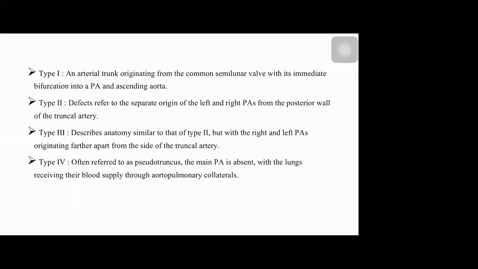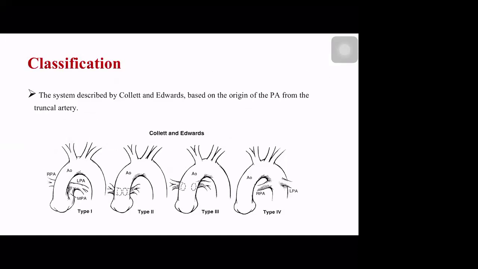What is type 2? Type 2 defects refer to the separate origin of the left and right pulmonary arteries from the posterior wall of the truncal artery. So, in type 2, there is no separate origin of the main pulmonary artery from the truncal artery. A common vessel is arising above the level of the semilunar valve. Then after its origin, from the posterior wall, there is separate origin of RPA and LPA.